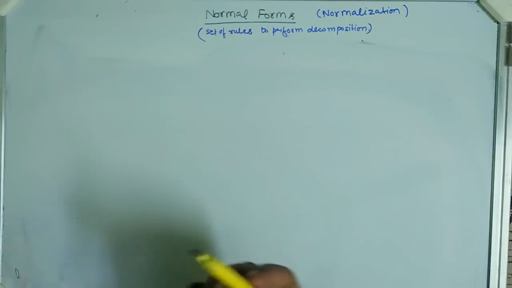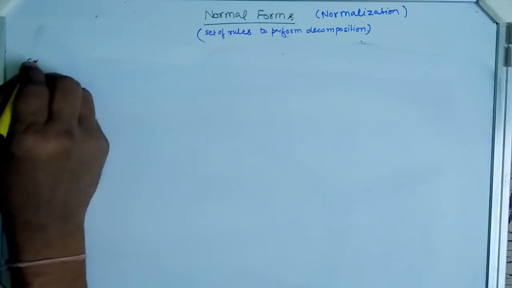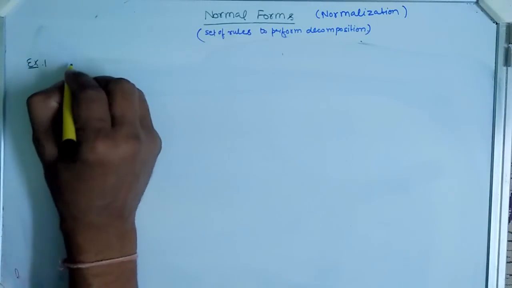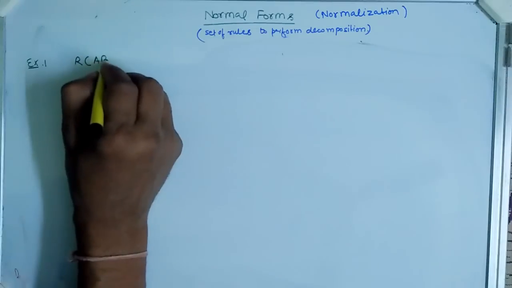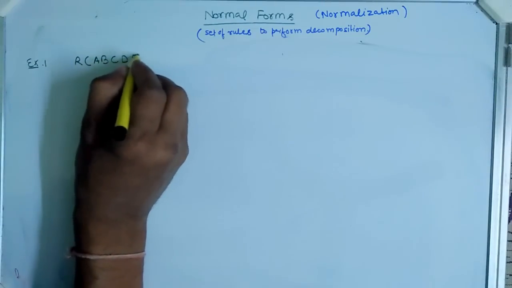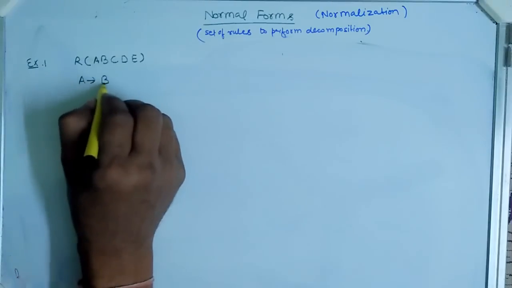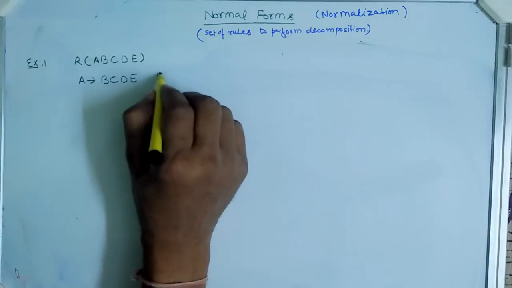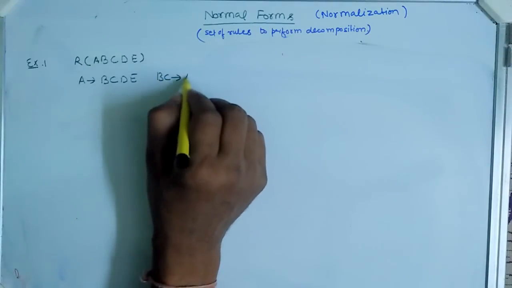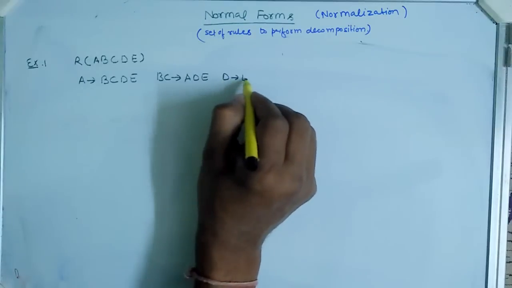So let's take an example to understand the concept of third normal form. Let's say a relation R with 5 attributes A, B, C, D and E, and the functional dependencies given are A derives B, C, D and E, B, C derive A, D, E, and D derives E.